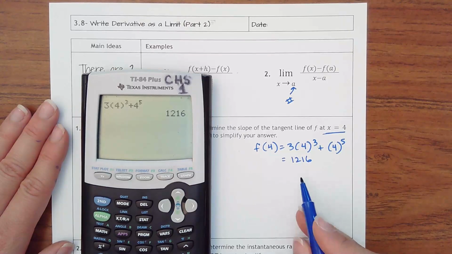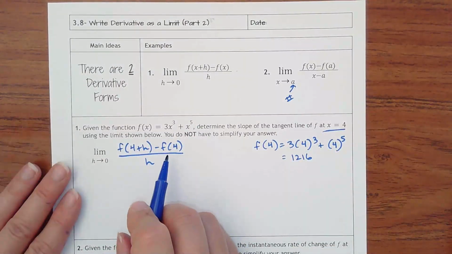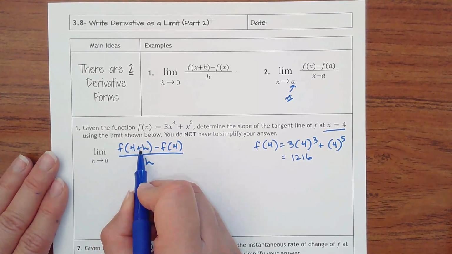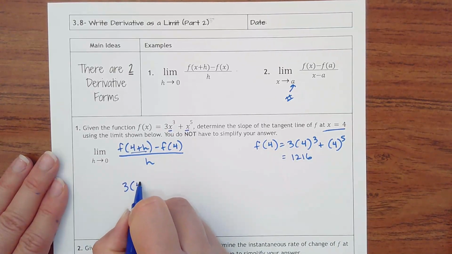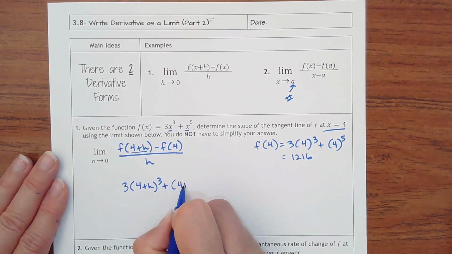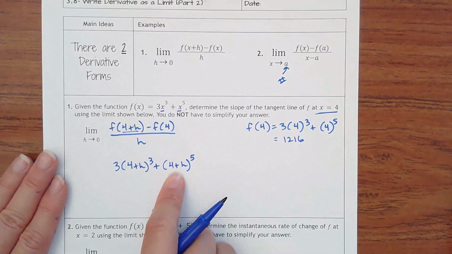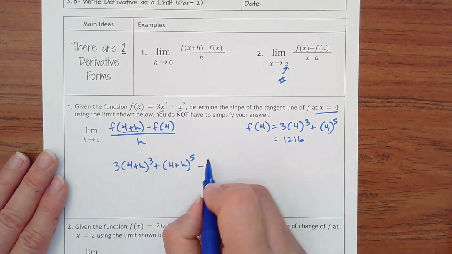And I get 1216, which is huge, but makes sense because I have powers. So I've got f of, no, I'm not going to do f. 4 plus h goes in for x. So it'd be 3 times 4 plus h cubed, plus 4 plus h to the 5th. Now, that would be awful to have to distribute and FOIL that many times. And then minus my f of 4, which is the 1216.